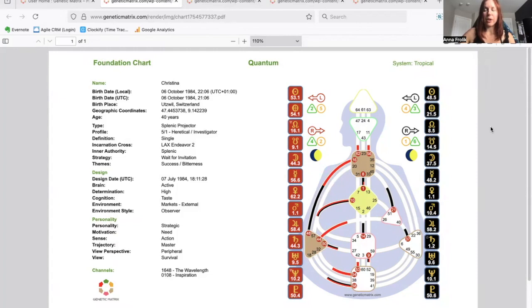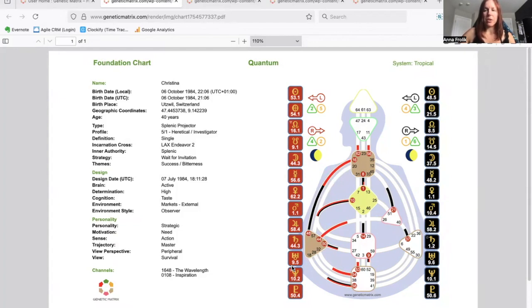This time we're going to look at a projector chart. I really felt like I wanted to add one more so that we have a projector example here as well. Christina is a splenic projector. And yeah, Christina, you asked me a specific question that I'm really excited to dive into.